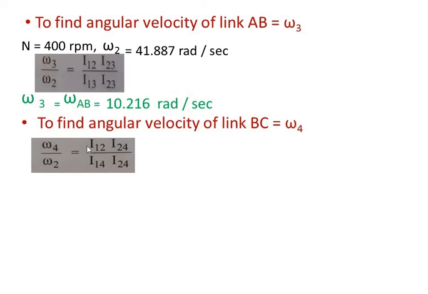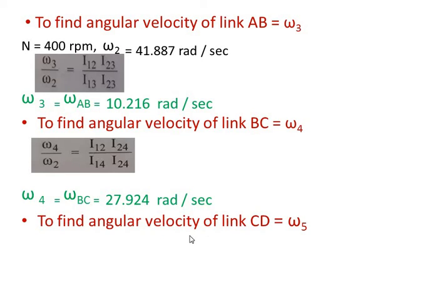Now measure the distance between point I12 and I24, substitute over here. Measure the distance between I14 and I24, substitute over here. Substitute omega 2 and calculate, it will give you omega 4, that is equal to 27.924.